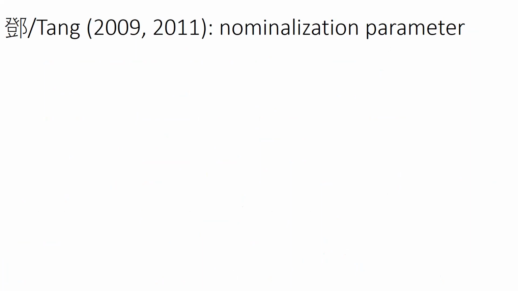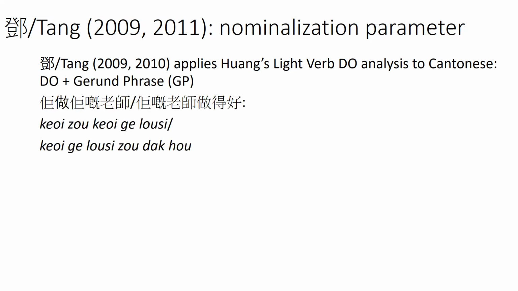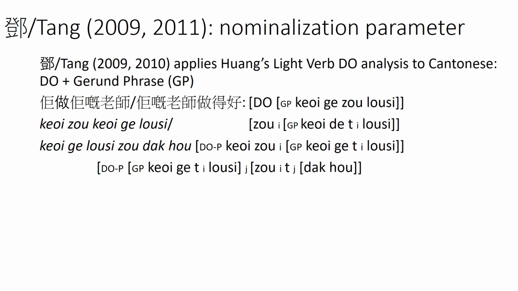Tang essentially proposes the same proposal. So he adopts Huang's analysis in analyzing the parallel structures in the Chinese dialects, namely Cantonese. Right, so it's do plus GP. And in Cantonese, if we look at the alternation again, so 佢做佢嘅老師, 佢嘅老師做得好. If we apply the same derivational steps as Huang does in 2008, we get the parallel structure. I'll just briefly go through this again.